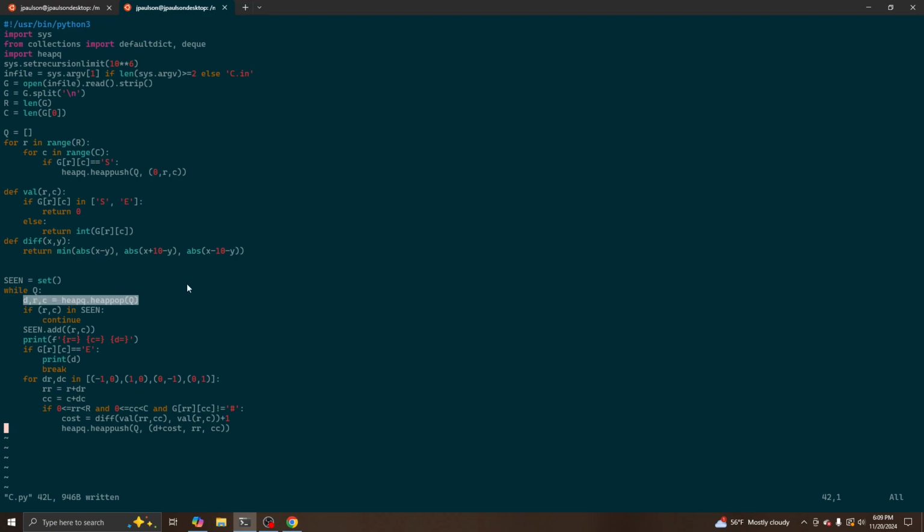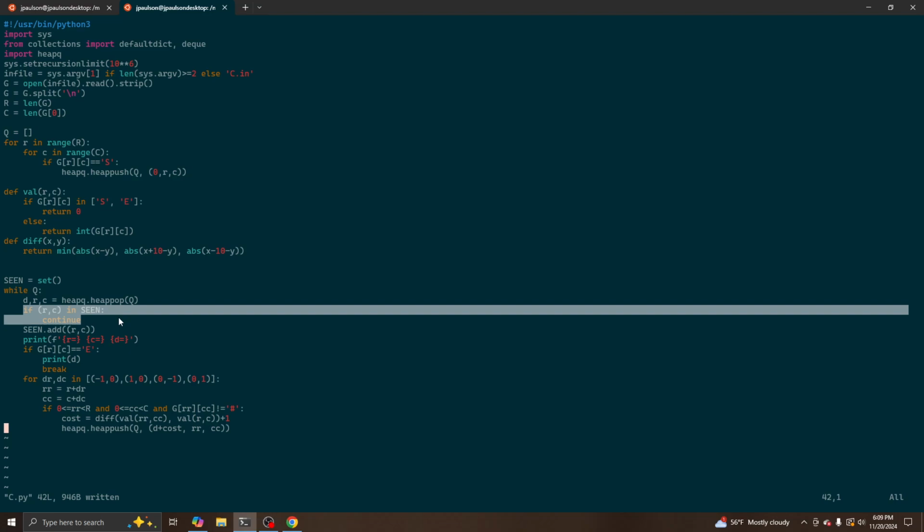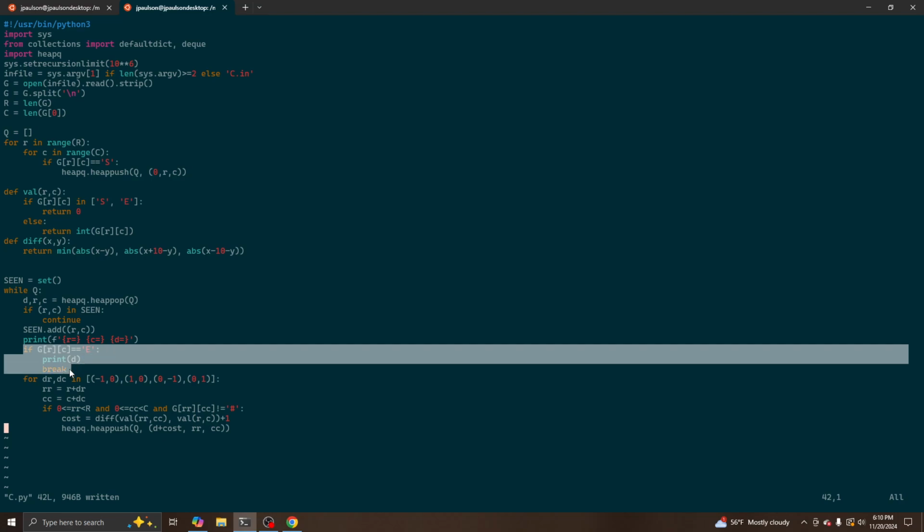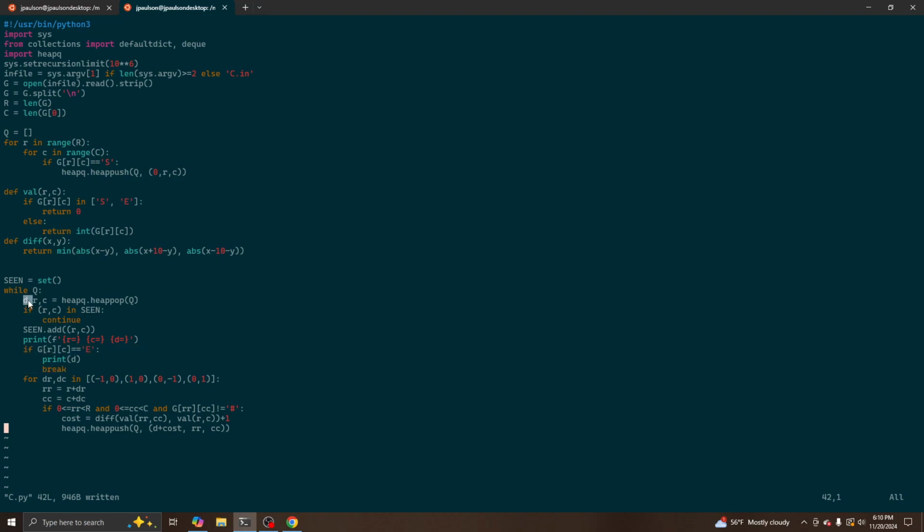So we grab the cheapest thing that we know how to get to. If we've already been there, then we can ignore it and keep track of where we've been. And if it's the end, then this is how long it took to get there, and this is where. So if we got to the end, then just print out how long it took, and we're done. Otherwise, try walking up, left, right, down. So check that location. If it's a valid location, not a wall, then figure out how expensive it is to go there, and say, okay, now I know how to get to that location in this amount of time.